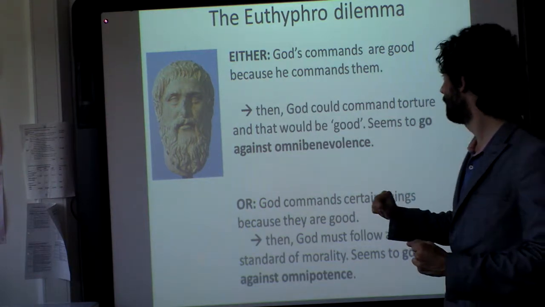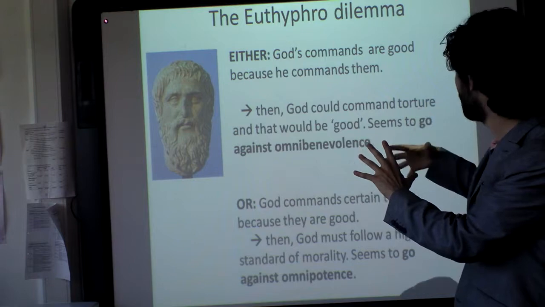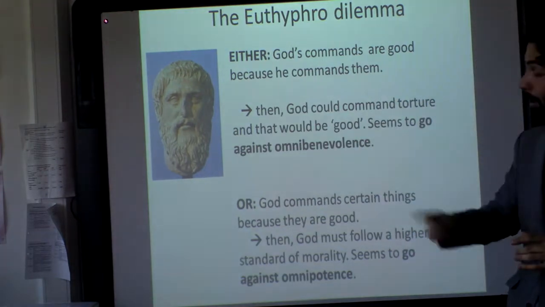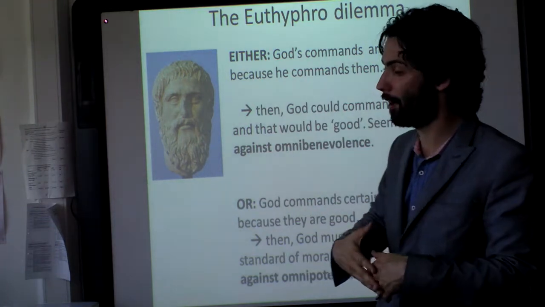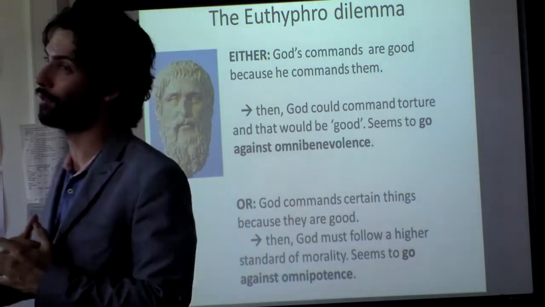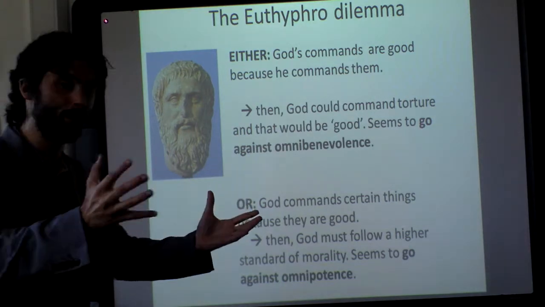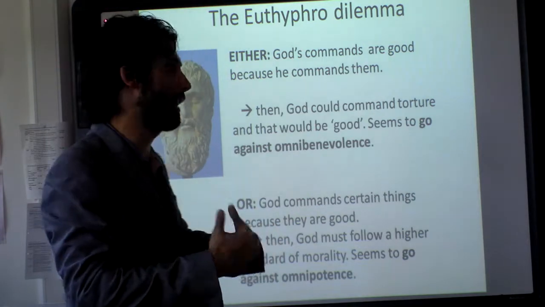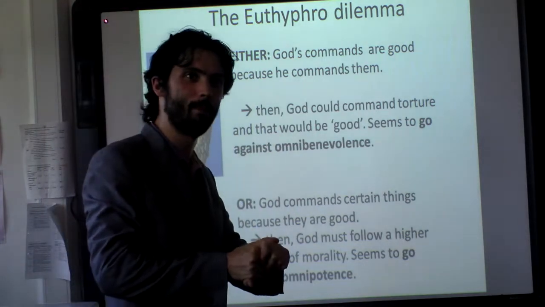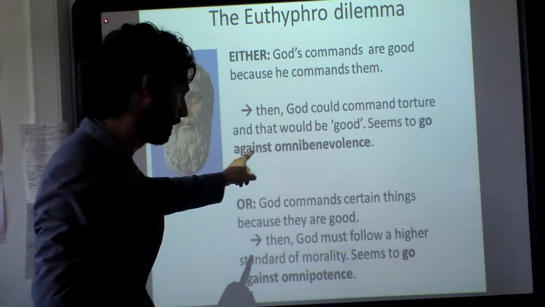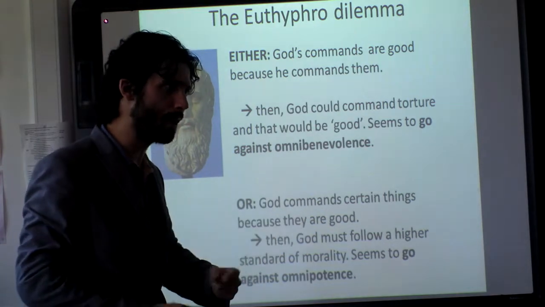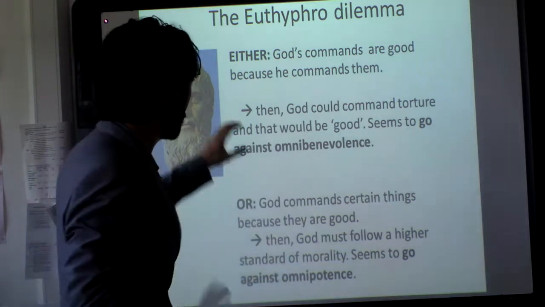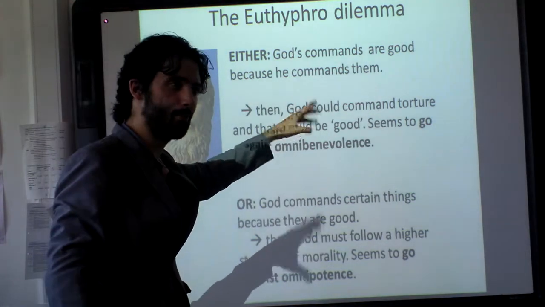So in the first option, let's say that God's commands are good because he commands them. Well, the consequence of this is that God could just command all sorts of horrible things like torturing people for fun, right? And that would be good, because whatever is good is just what God commands. God has absolute freedom over what he can command. But surely that goes against God's omnibenevolence if he can command horrible things like torturing people for fun, or rape, say, right? So that's why this horn, the first horn, is problematic.